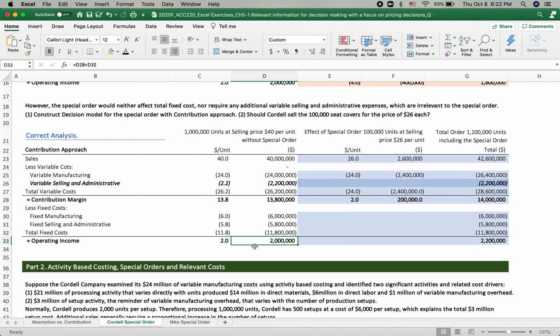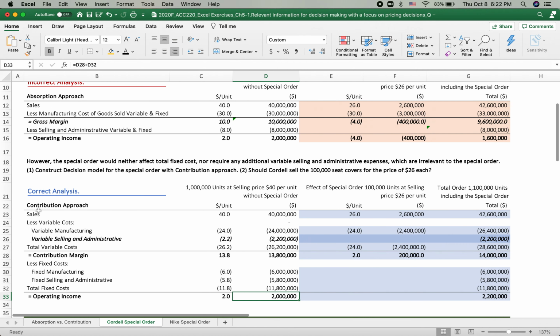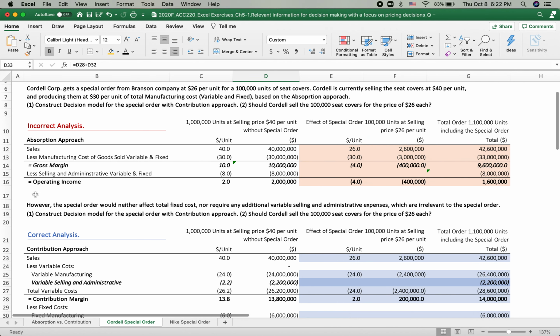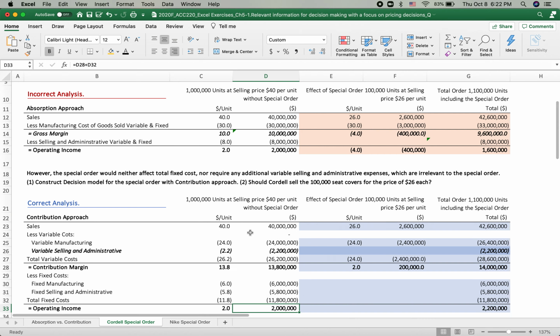Okay, so $2,200,000 operating income. Now you can see that it is increased. So we can accept this special order, which makes a contribution of $200,000. That's why we call it the contribution approach. We gather only the variable cost, so that here we see which costs are relevant and irrelevant to make this special order decision. So you can see the differences between the absorption approach and the contribution approach.